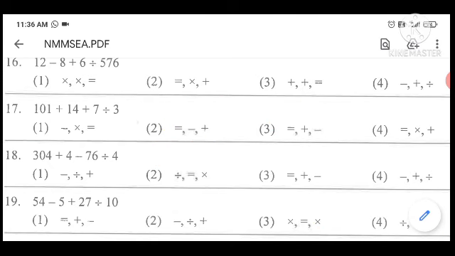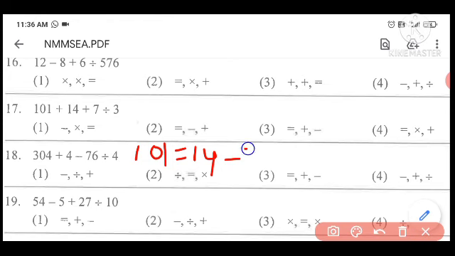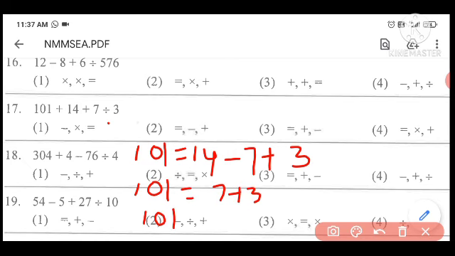So option 1 is wrong. Let us check option 2. 101 is equal to, in the place of plus we substitute is equal to 14. In the place of plus we substitute minus 7. In the place of divided by we substitute plus 3. So 101 minus 14 minus 7, 7 plus 3, 10. It is not equal. So option 2 is also wrong.